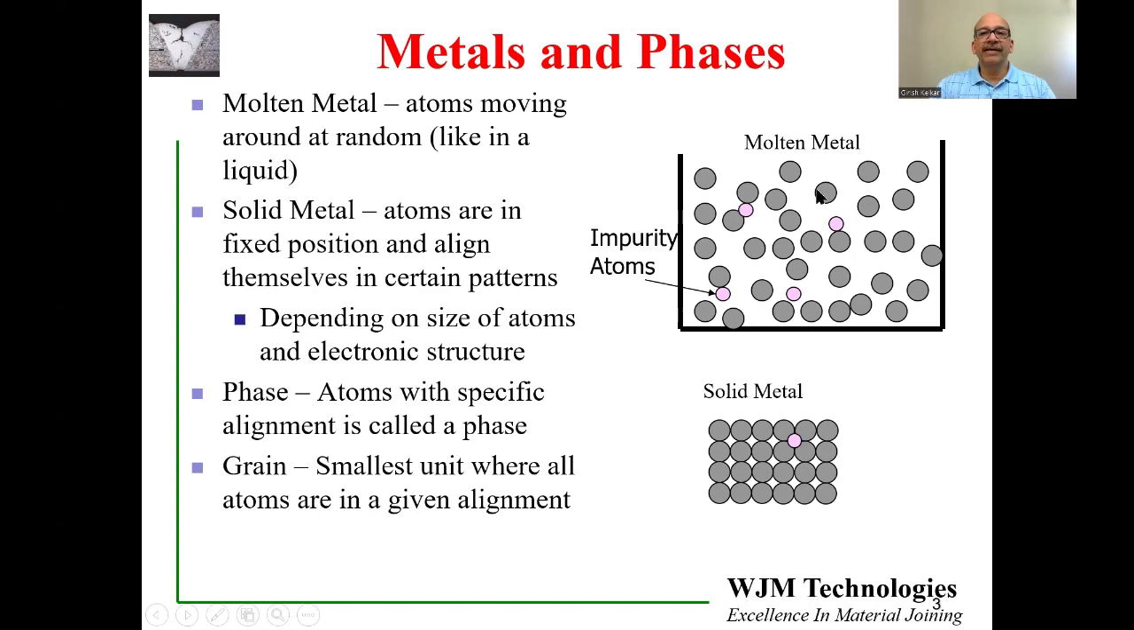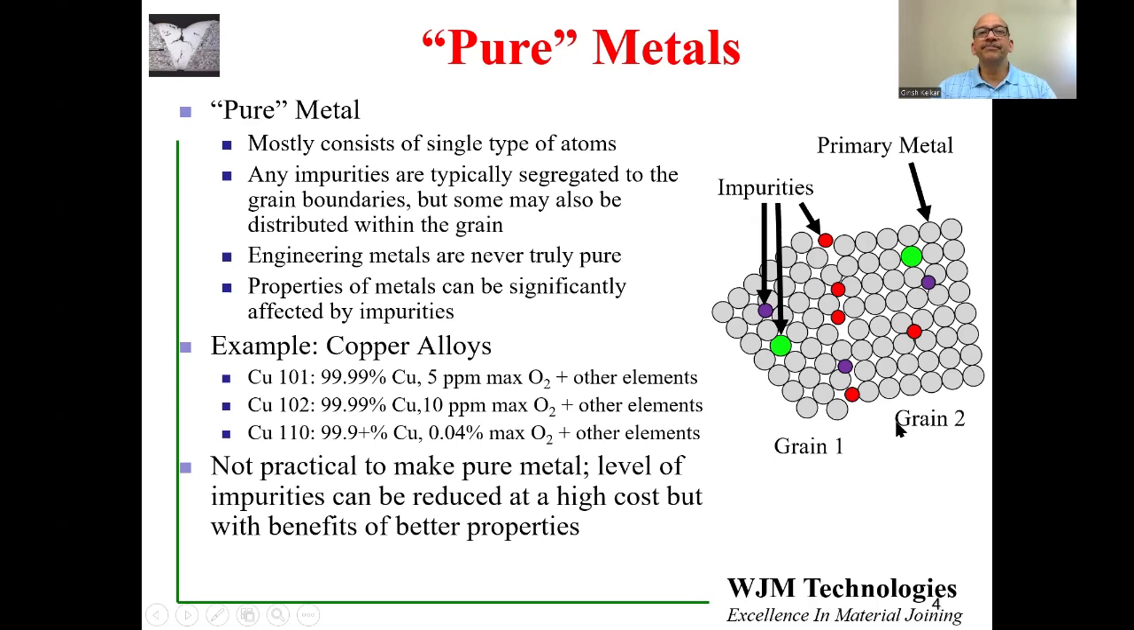In this molten metal, I have also shown some impurities. These impurity atoms can be smaller than the primary atom or bigger or the same size. And once the molten metal cools down, these impurity atoms end up in the structure and they can affect material properties.